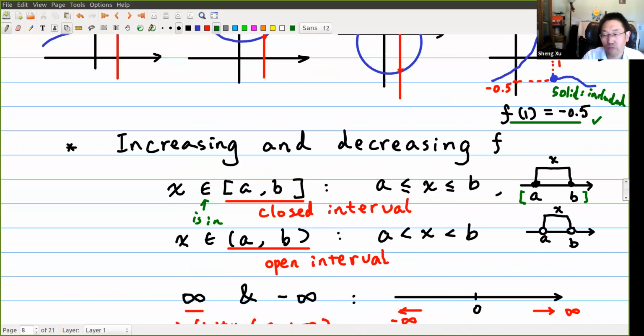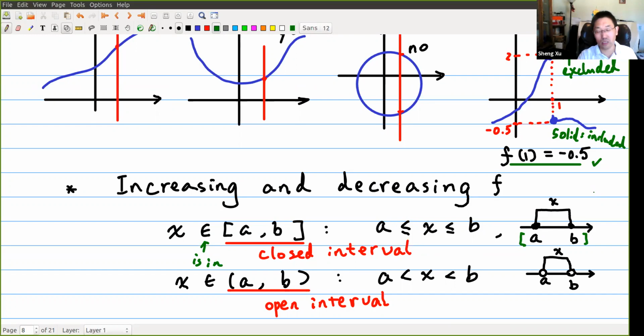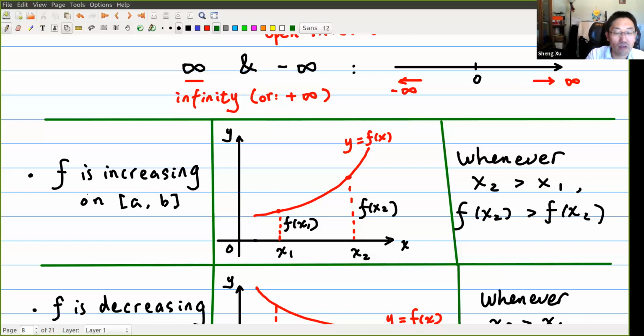If you are looking at a bank account, you would like your function, your balance in a bank account as a function of time, to be an increasing function, right? You don't want it to be a decreasing function, right? And so what do we mean by an increasing function? This is very simple to understand, okay?